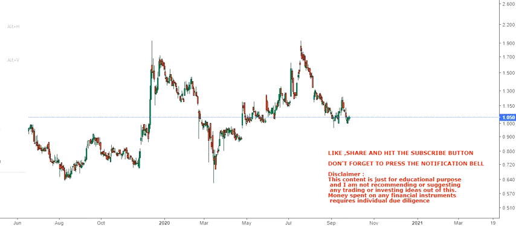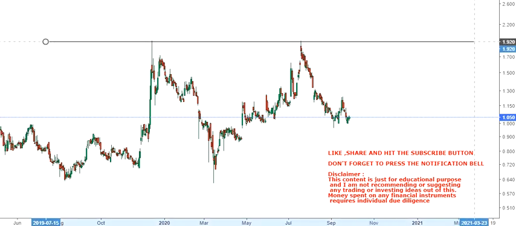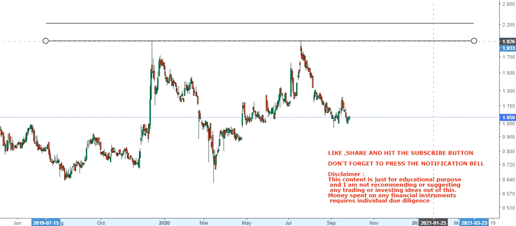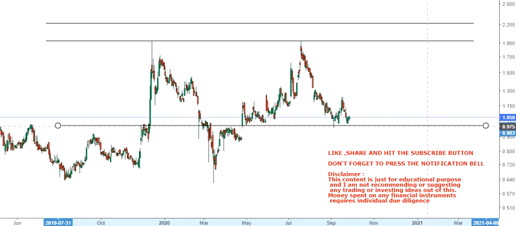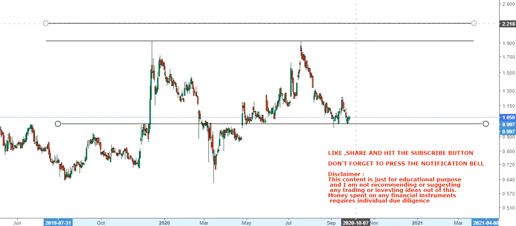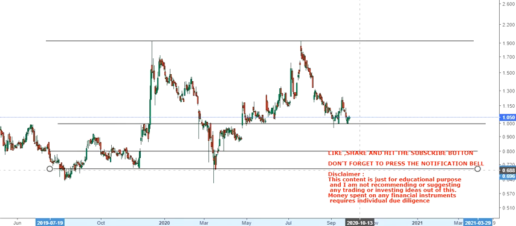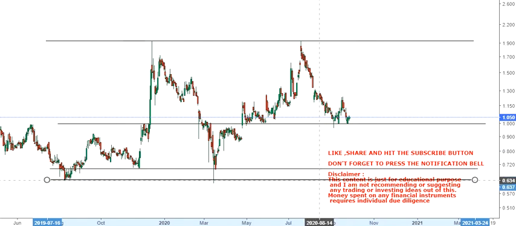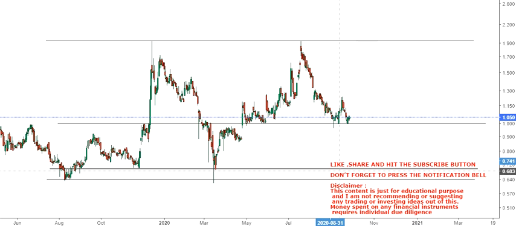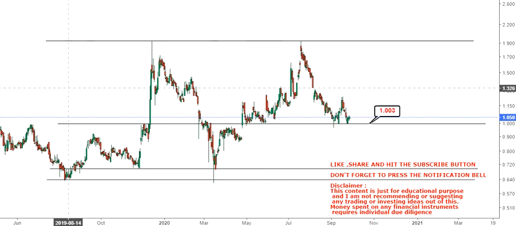Understand this, you have some volatile moves on the up as well as on the downside here, but as you can see, the stock is probably taking some sort of support here. This is your big support if it breaks the current level. This is the entire range here, and as you can see, the stock has taken a support at 1.003.